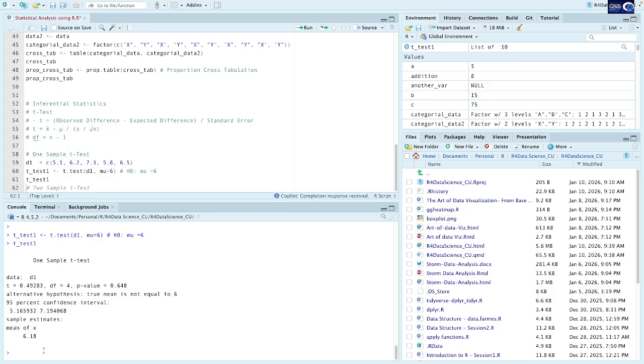So the t statistic is the calculated t value, which measures the size of the difference between the group mean and the actual value. That is what the t value means.